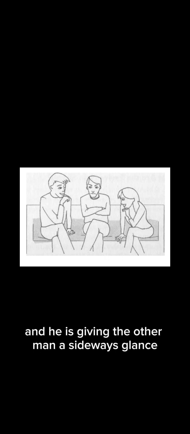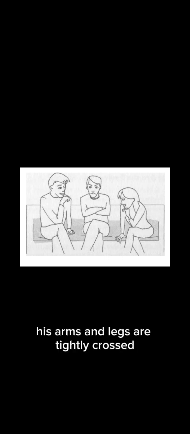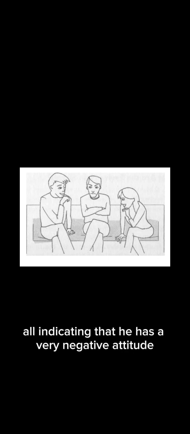The man in the middle has a tight-lipped smile in an attempt to look interested in what the other man has to say, but this is incongruent with his other facial and body gestures. His head is down, which is disapproval. The corners of his mouth are turned down, his eyebrows are also down, which means anger, and he is giving the other man a sideways glance. His arms and legs are tightly crossed, which is defensive, all indicating that he has a very negative attitude.